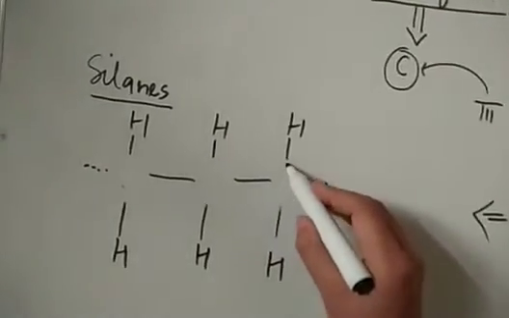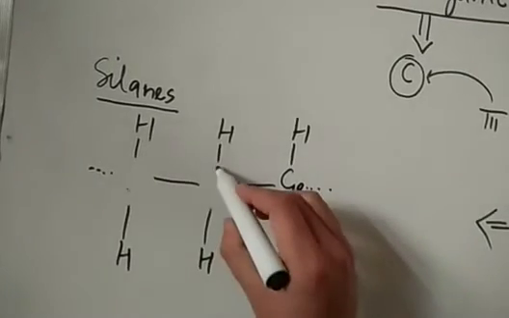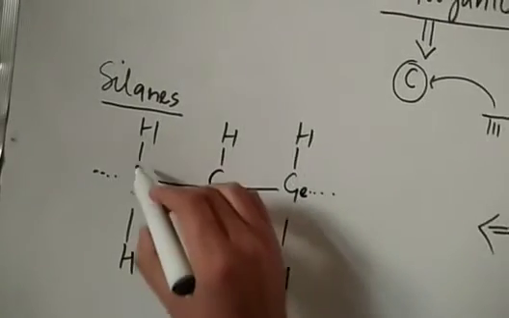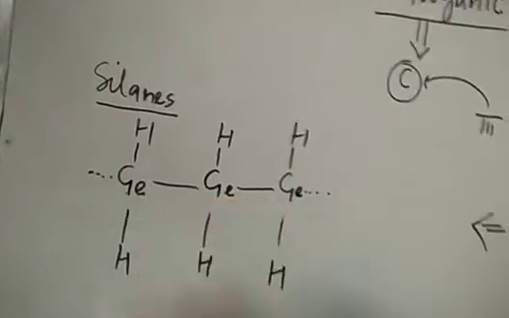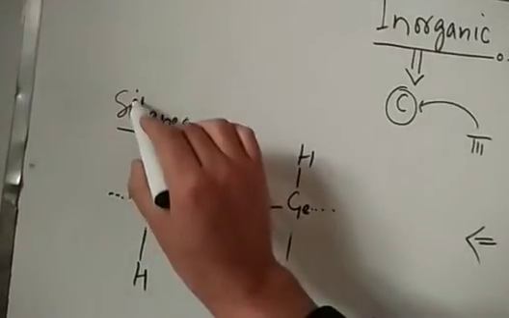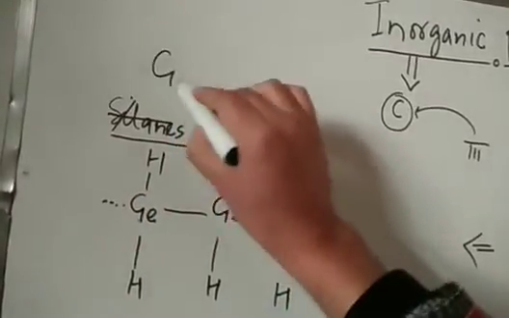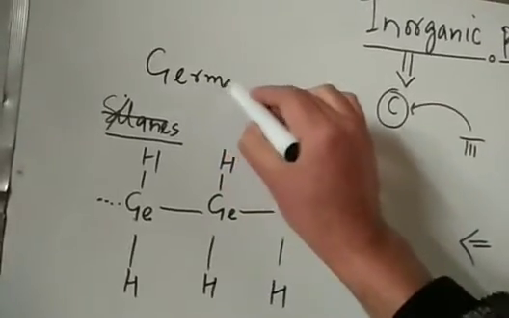So it's your germanium. This becomes an inorganic polymer now. Another one that's called germane. So we'll write it germanes. So this is another example.